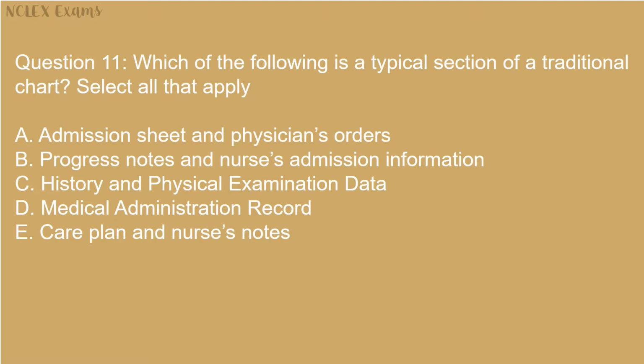Question 11. Which of the following is a typical section of a traditional chart? Select all that apply. A. Admission sheet and physician's orders. B. Progress notes and nurse's admission information. C. History and physical examination data. D. Medication administration record. E. Care plan and nurse's notes. Answer: A, B, D, E.